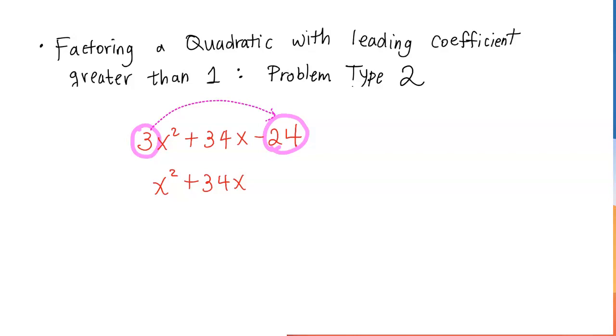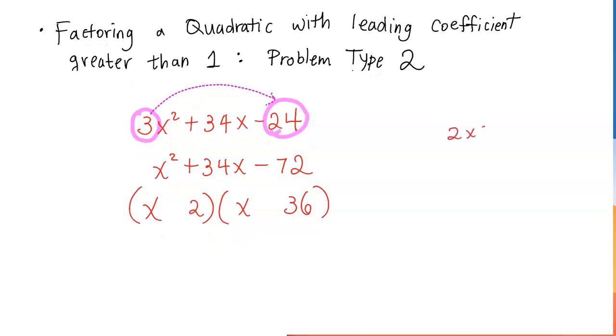If I do 3 times 24, I get 72. And I'll try to factor this. What times what is 72? Isn't 2 times 36 72? 2 times 36 is totally 72. But in order to make a negative 72, I need to make one of them negative. I decided to make the 2 a negative and the 36 a positive, so that they add up to positive 34 in the middle. So that was all good.